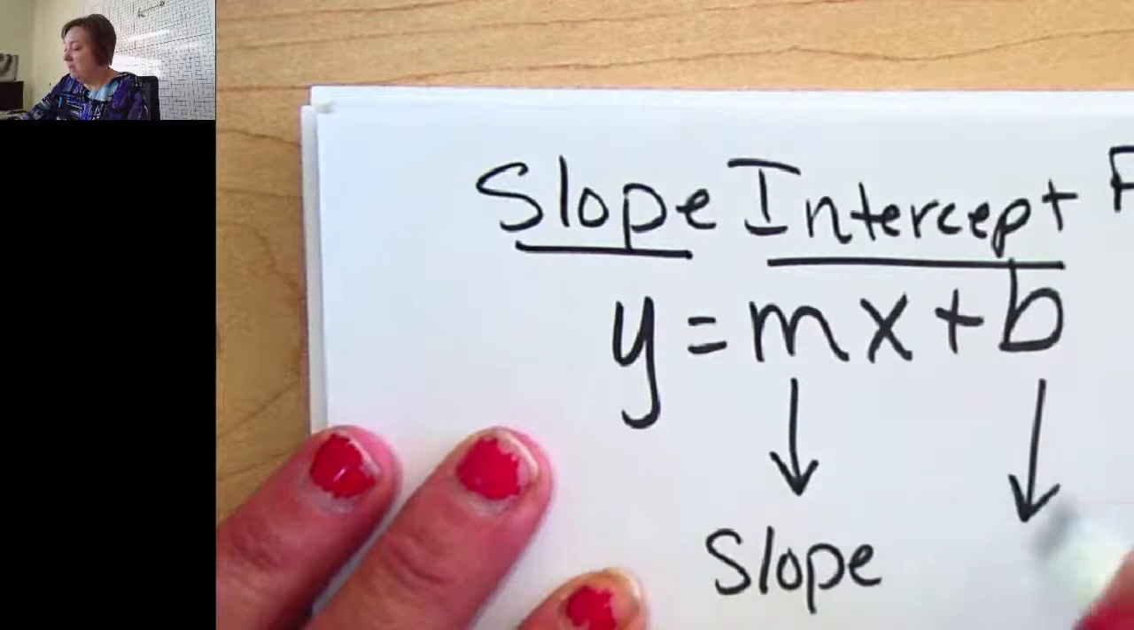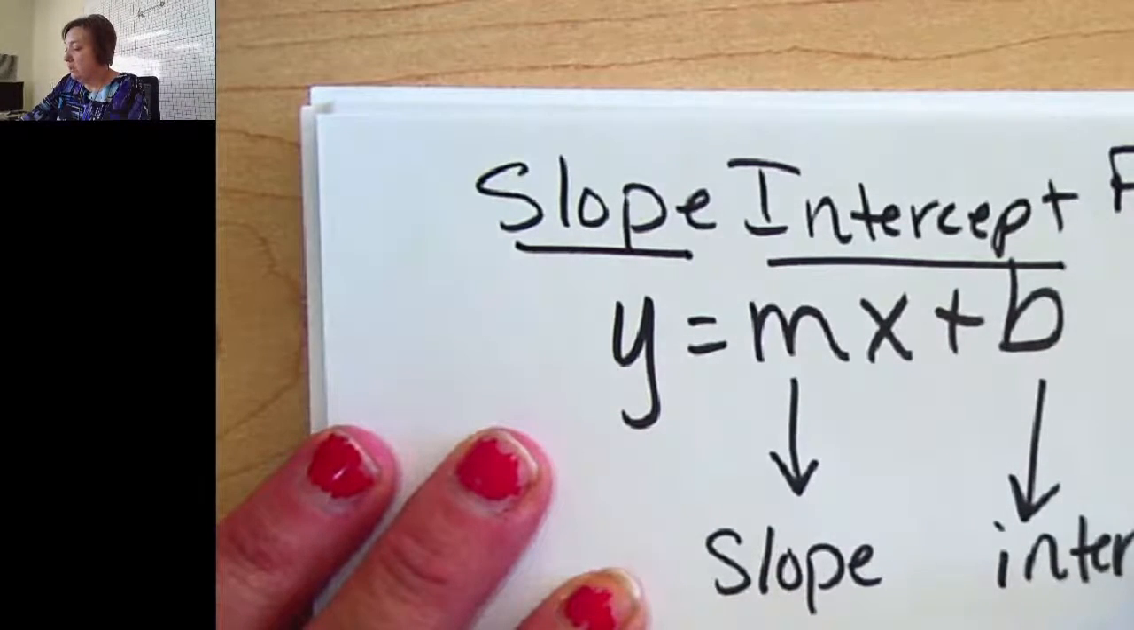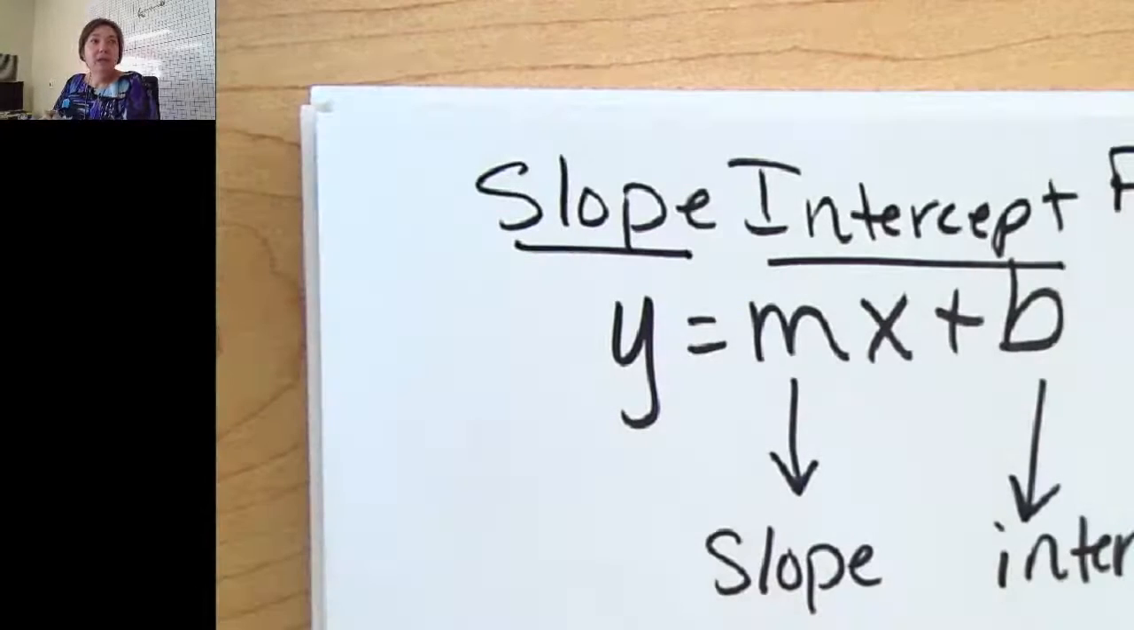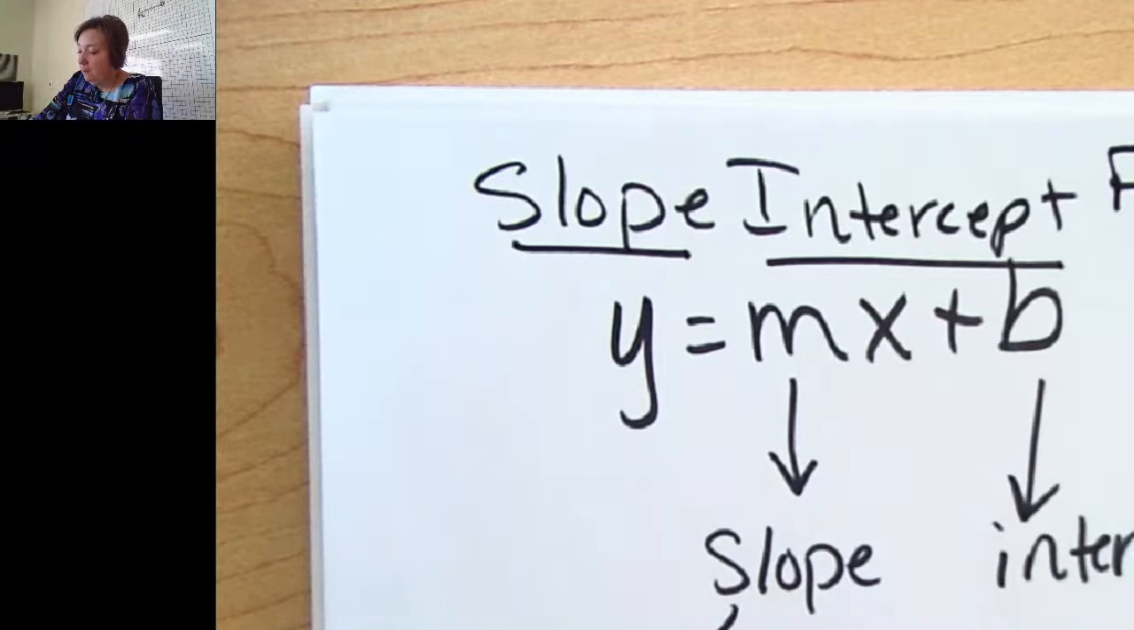and b is the intercept, right? Now, how do you find slope? Sometimes they give you slope, right? Sometimes you have to find it on your own. How do you find slope if you have to find it on your own? So slope, which is represented by m, is rise over run.